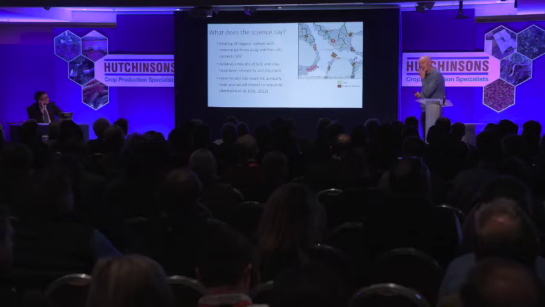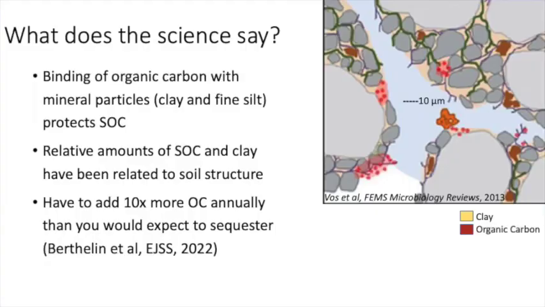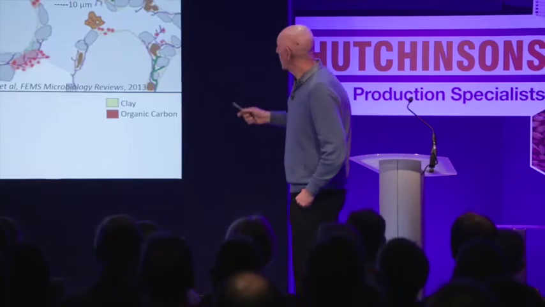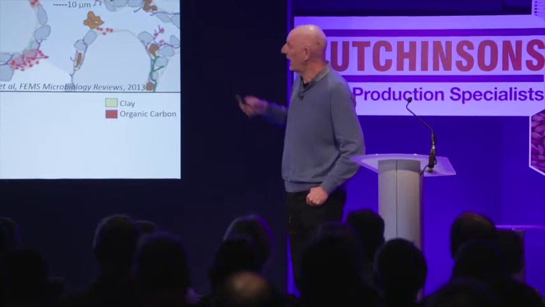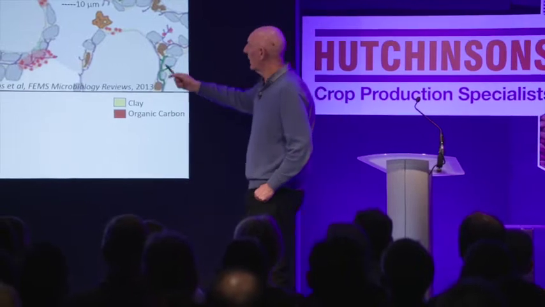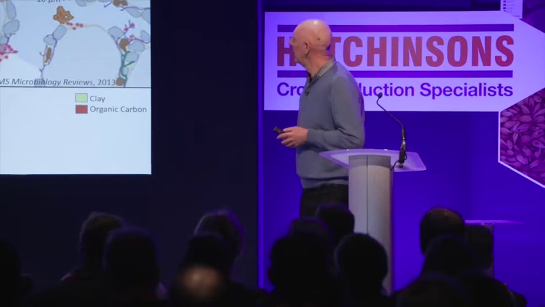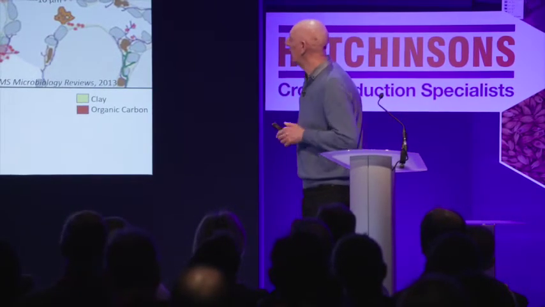Okay, so going a little bit deeper into the carbon storage, what do we know in terms of the science? The binding of organic carbon is often with mineral particles in soil, and this protects the soil organic carbon. In this picture here, the organic carbon is the brown bits, and the light yellow stuff is clay and mineral particles. And these are really, really small. That says 10 micrometers there, 10 thousandths of a millimeter, 10 millionths of a millimeter.